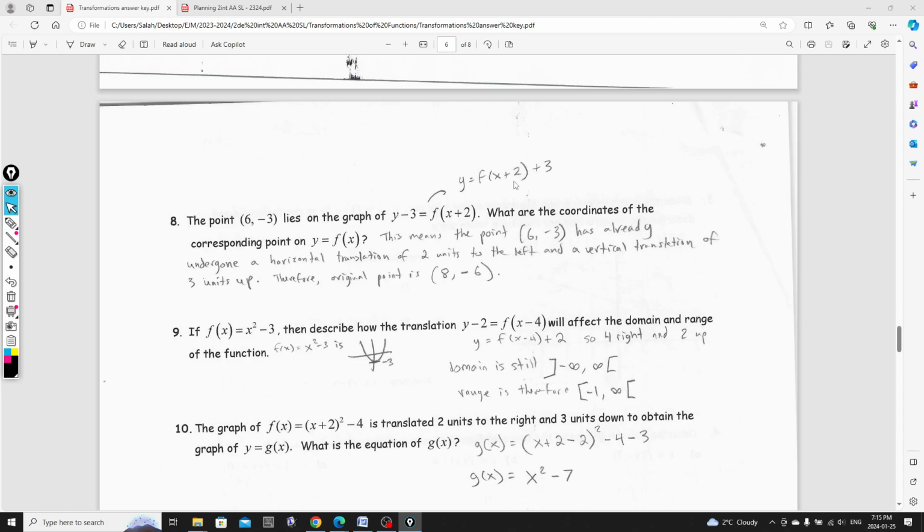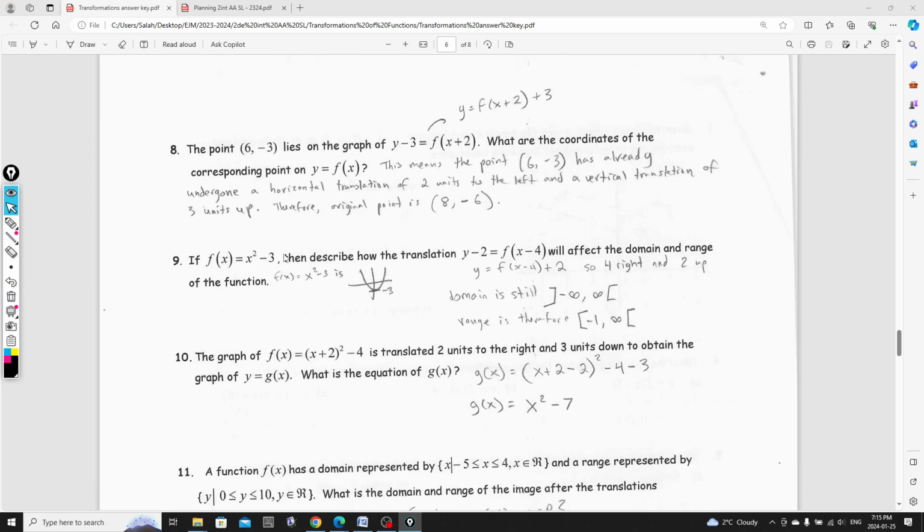Okay, so that means I'm going to have to take this point and apply the opposite transformation of 2 units to the left. Well, that means I'm going 2 units to the right. That means I'm going from 6 to 8. Okay, so 6 plus 2 is 8. Now, to go from my initial graph to the transformed function, I'm going 3 units up. Well, to go backwards, I'm going to have to go down 3 units. That takes me from negative 3 down to negative 6. Okay?